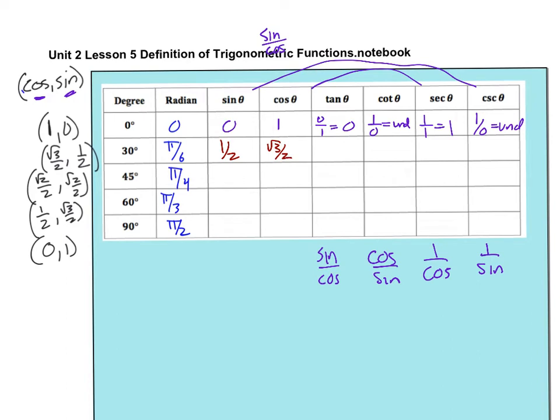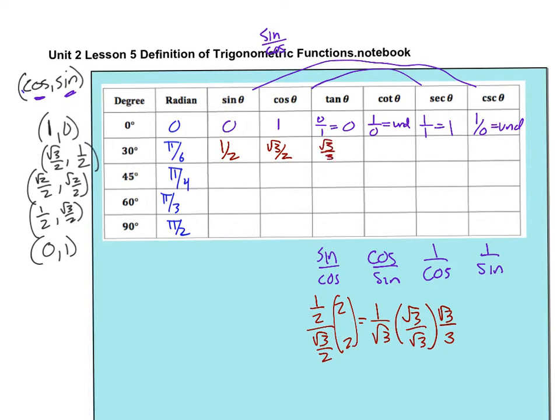So when I put this in for tangent, I get 1/2 over square root of 3 over 2, which is a big mess. But if I multiply both top and bottom by 2, I get 1 over square root of 3. Rationalize that, so I get square root of 3 over 3. Now I know I skipped a couple fraction steps, but that's where I end up, square root of 3 over 3.